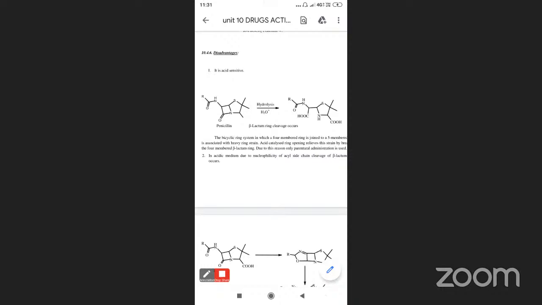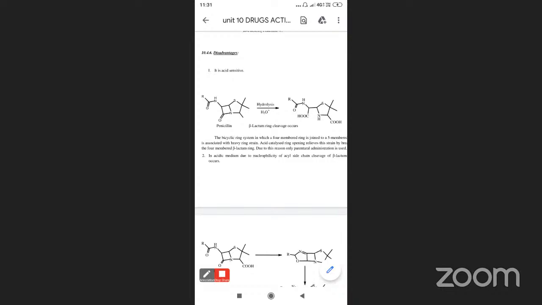Oral administration means we take the drug through our mouth, right? Generally the tablets or the syrups are taken by mouth. So that is oral administration, and intravenous administration is in the form of an injection, where we directly inject that particular drug into the veins, meaning it is directly mixed into the blood. But here, the main disadvantage of penicillin is that it is acid sensitive.